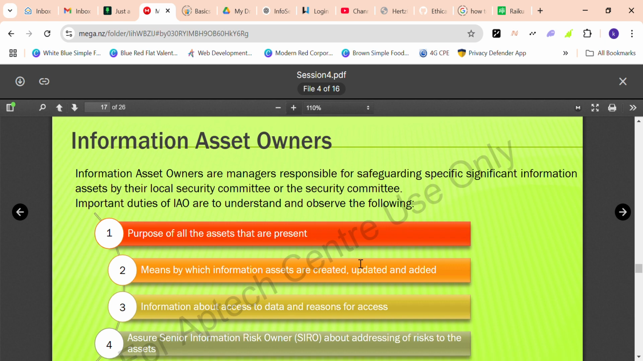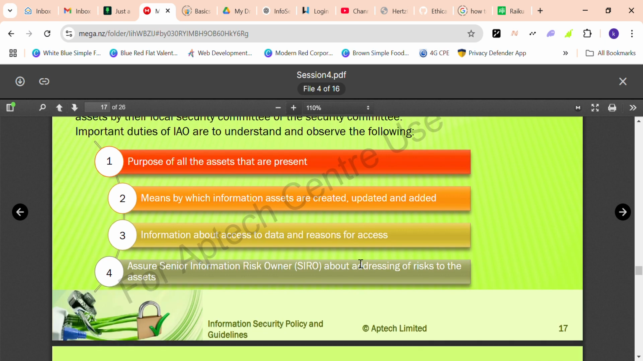Number four, assure the senior information risk owner about the addressing of risk to the asset. If there is any risk leveraging on each asset, their role is to inform the senior information risk owner to be aware of what is going on. Are you with me? That's all.